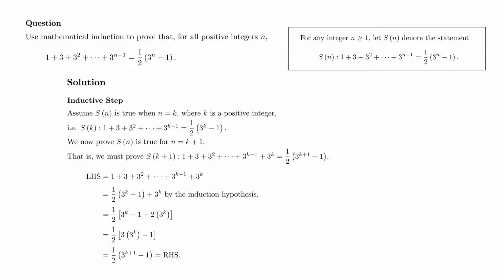Well, we know that 3 times 3 to the k is equal to 3 to the k plus 1, and in changing this we get our right-hand side, consequently proving our statement is true for n equal to k plus 1.